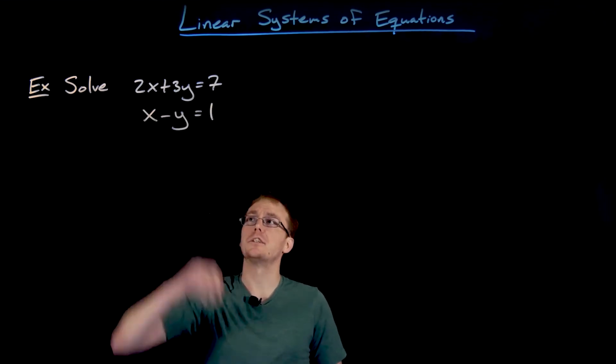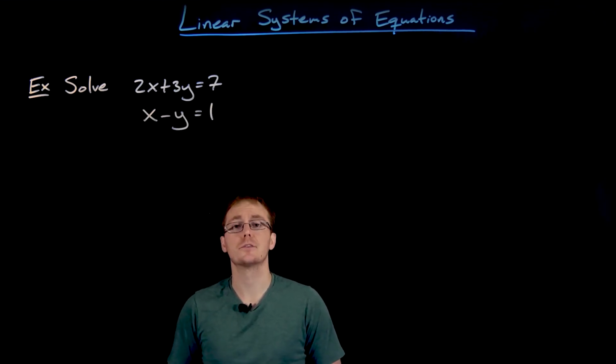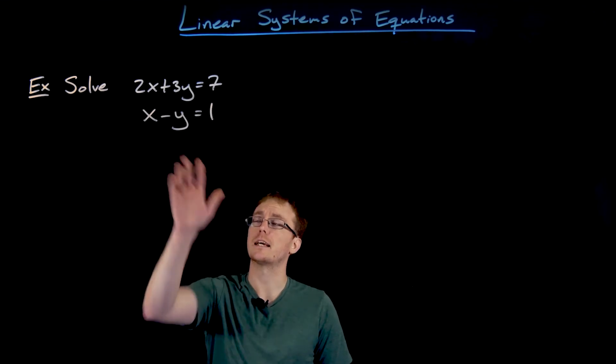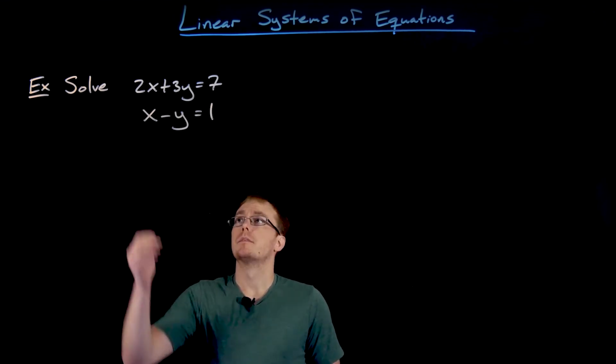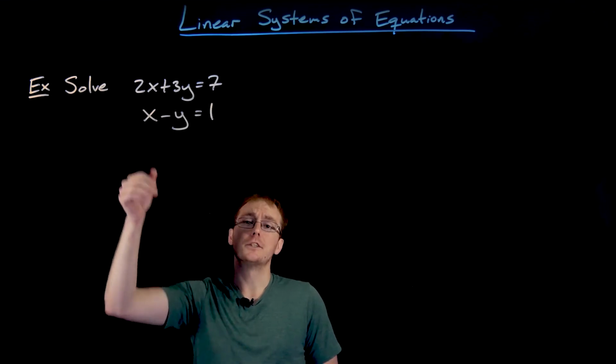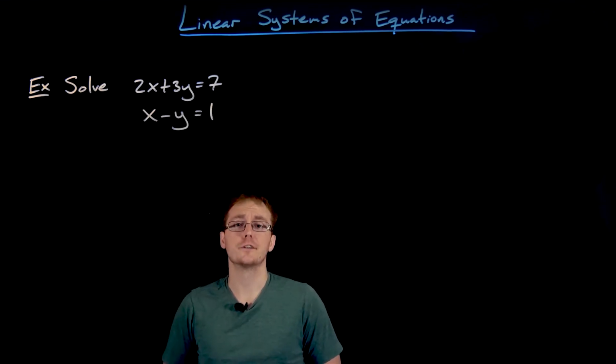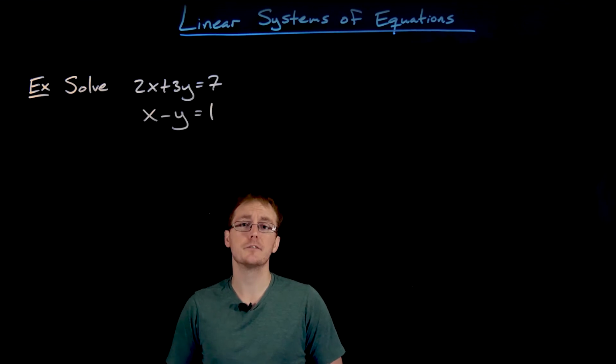The first equation in our system is 2x plus 3y equals 7. And the second equation in our system is x minus y equals 1. And so here we have two equations and two unknowns. We'll often refer to this as a 2x2 system of equations.